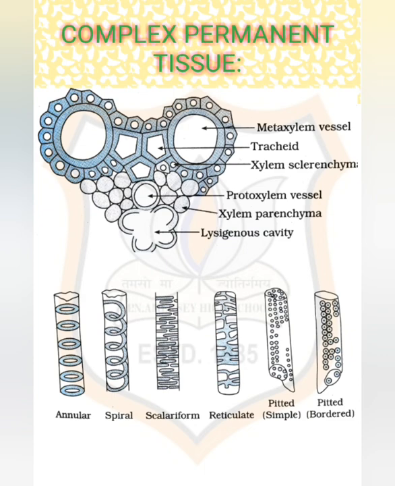Hello students, let us continue chapter 6 tissues. Today we are going to discuss our next topic, that is the second part of plant tissue, complex permanent tissue.